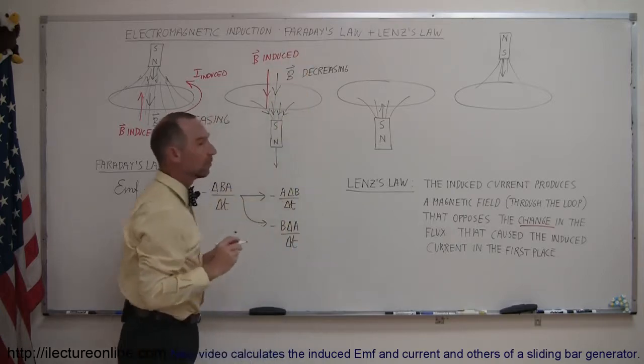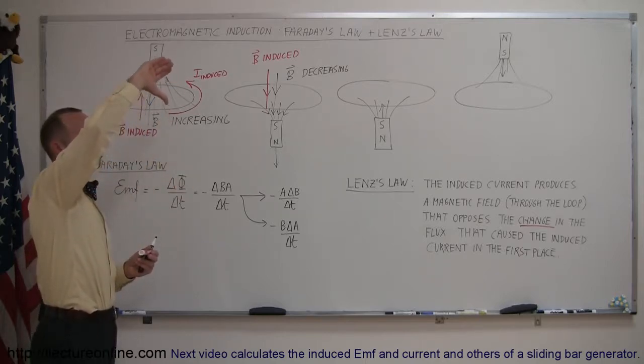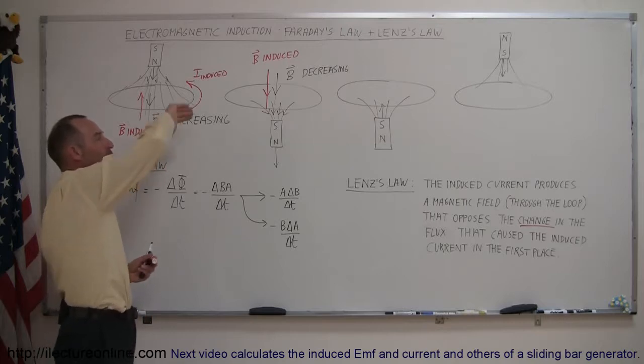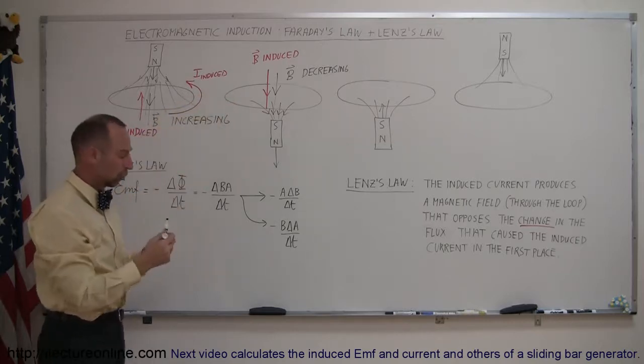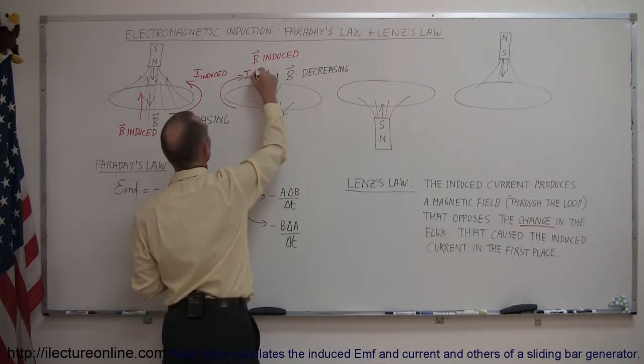And now we use our right hand rule. Point our thumb in the direction of the magnetic field that's induced, and the fingers will curl in the direction of the induced current. So in this case, the induced current will be in this direction. So that will be I induced.